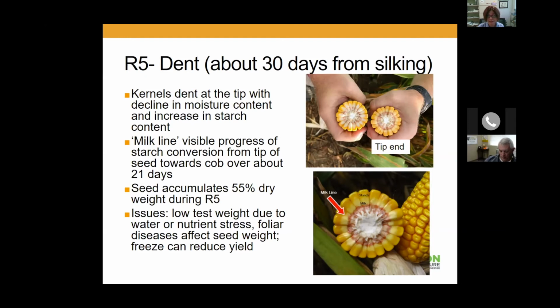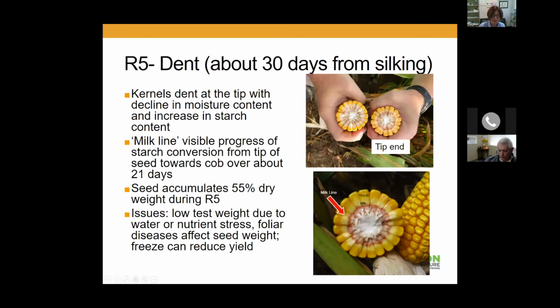So if you look at the picture in the top right, this is Drew, my technician, but you basically take an ear of corn, break it in half. You're going to look at the kernel, that flat side of the kernels on the tip end of that ear to see the milk line. So the milk line, and then down here, you've got this dark gold, this is the starch, this lighter color, this is the liquid stuff that's going to convert to starch. And over about 3 weeks, you get this conversion to starch from the tip of that seed down to the base. And then as that line moves, the dent gets a little bit deeper and deeper.